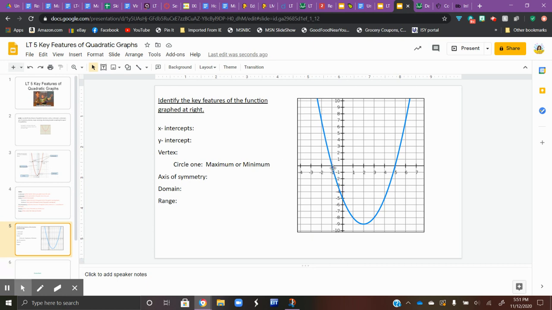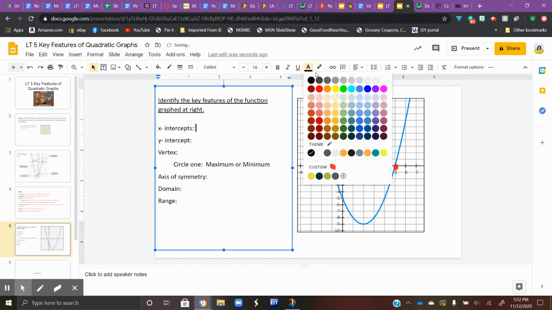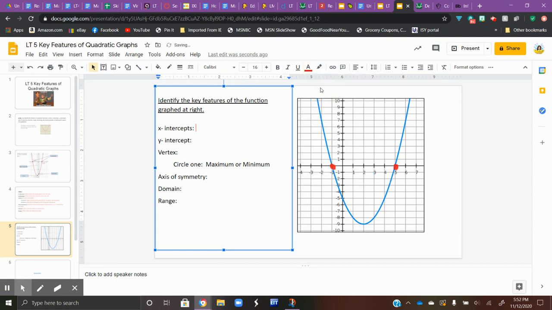So our x-intercepts are always, again, wherever your graph crosses your x-axis. So I'm going to use this pen here. And for example, that's one of our x-intercepts. And then this is our other x-intercept. So I'm going to write those as points. You're always going to write them in point form. So that would mean that this one would be (-1, 0) and (5, 0).